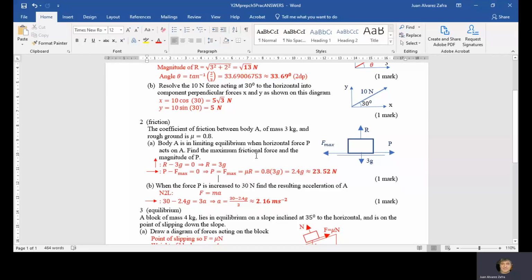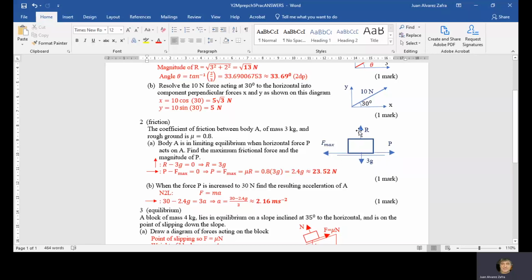Now, if F is maximal because we're in limiting equilibrium, that means that F equals mu R. Mu, we're told, is 0.8. So that means the maximum frictional force is 0.8 times 3G, which is 2.4G. Okay, and notice that the ratio of this force to this force is 0.8. And that's exactly what the coefficient of friction is.